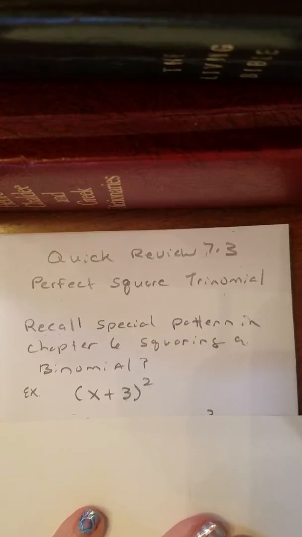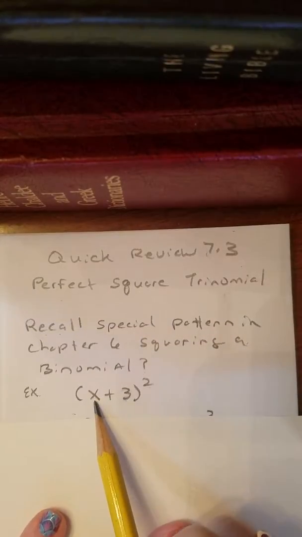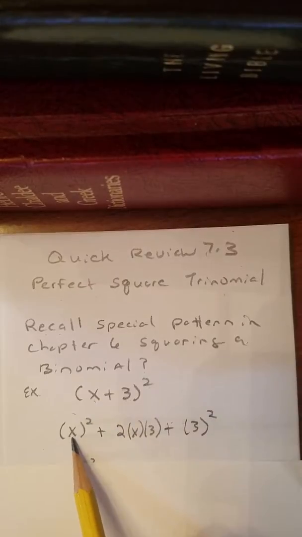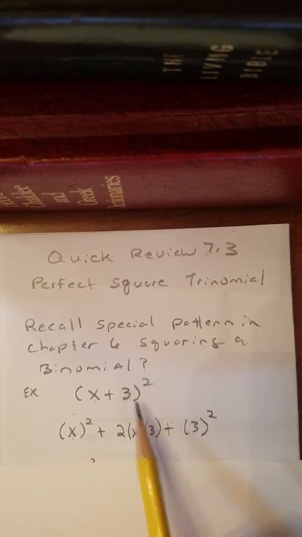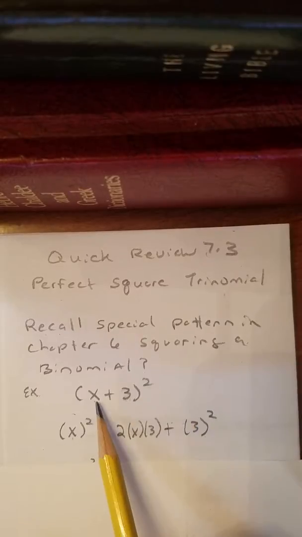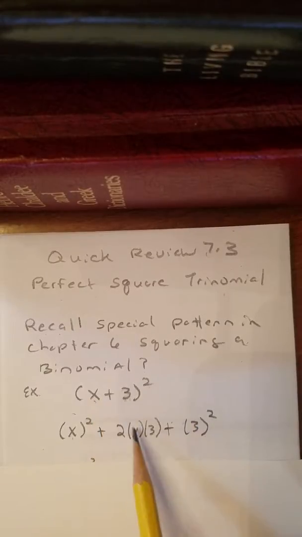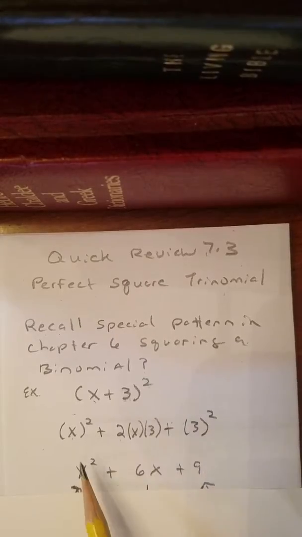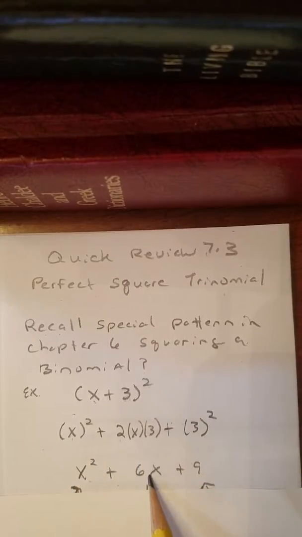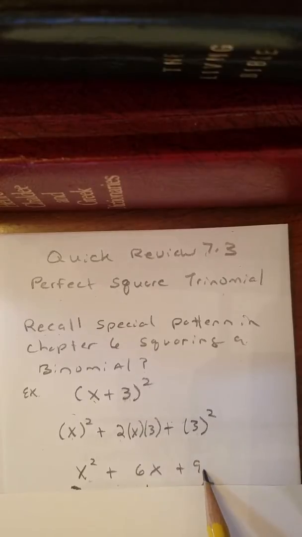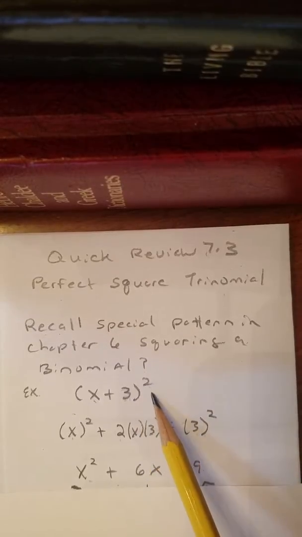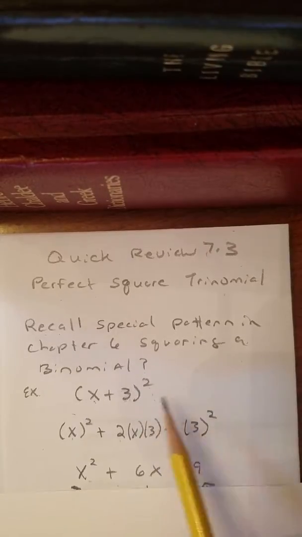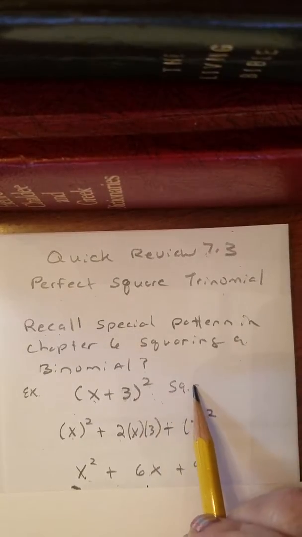If you remember in Chapter 6, if I was to multiply this out, it would be x squared, 3 squared, and then 3 times x, doubled. And so you would end up with x squared, this becomes 6x, and then 3 times 3 is 9. So that was that special pattern that we talked about squaring a binomial.